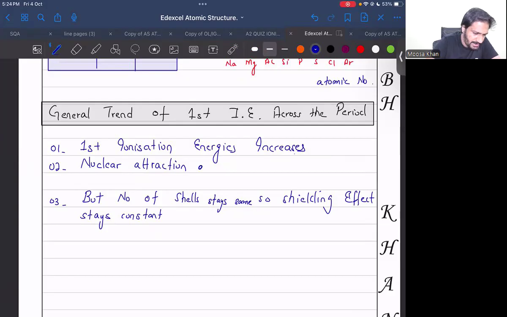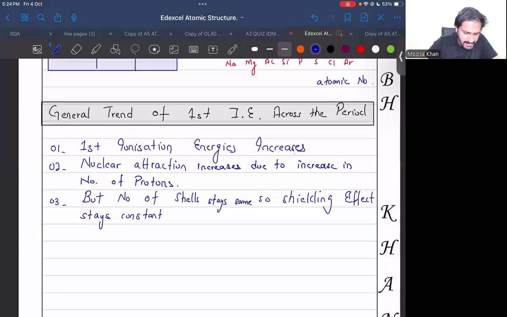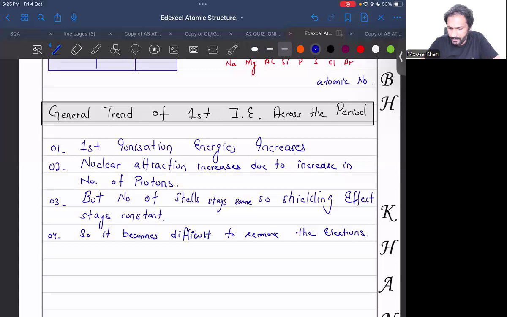Nuclear attraction increases due to increase in number of protons. But number of shells stays the same, so shielding effect stays the same. It becomes difficult to remove the electron. Got it?